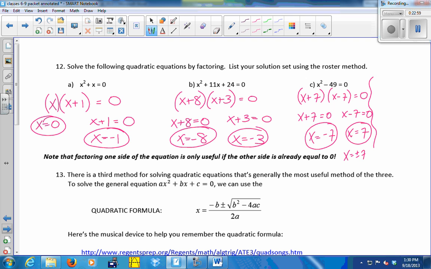What's another approach I could have used on this particular problem? The square root property that we learned earlier. I could have moved the 49 over to the other side and then taken the square root of both sides. And I would get the absolute value of x is 7, which means that x is either positive or -7. So you get the same answer, different approach.